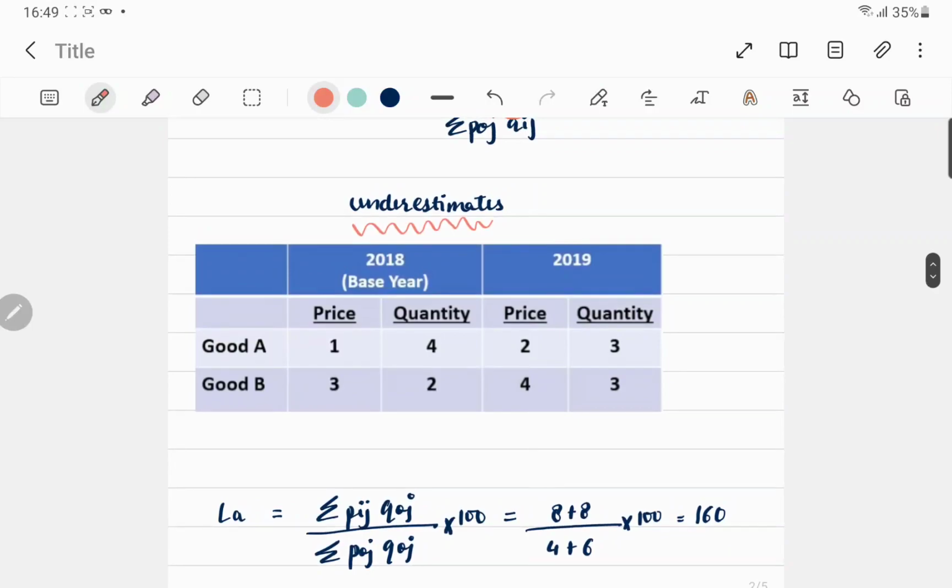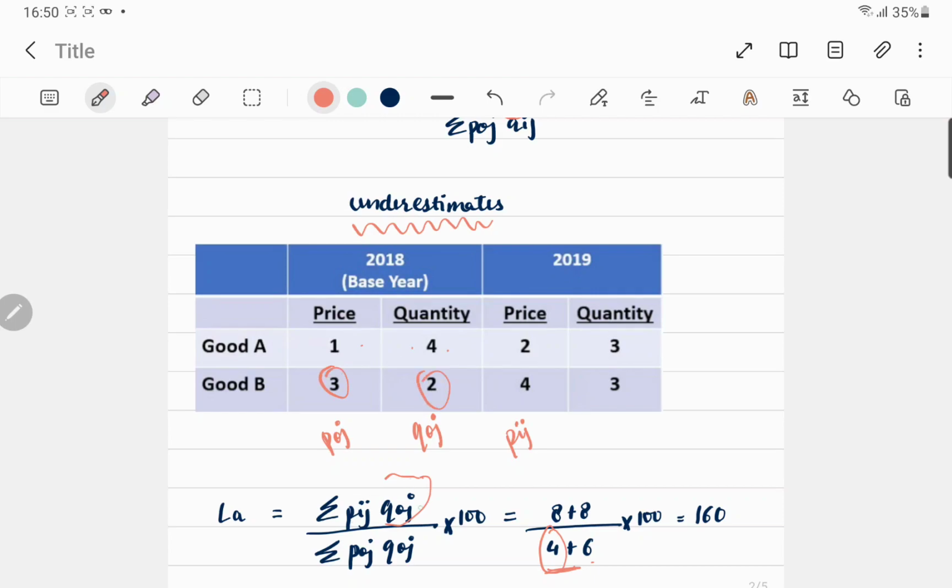As we discussed in the formula, Laspeyres' index is the summation of Pij into Qoj. Qoj is the quantity of the base period. Here your base period is 2018 and this is your Qoj. This is your current price, this is your Pij, and this is your Poj, the price of the base period. We multiply Poj and Qoj to find the denominator, which will be 1 into 4, 4, plus 3 into 2, which is 6.